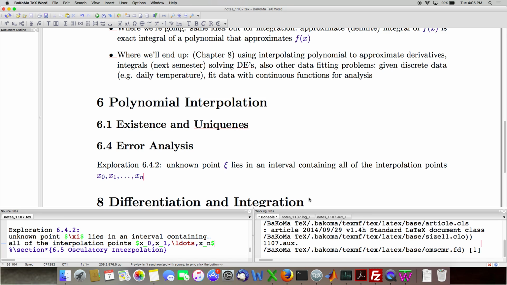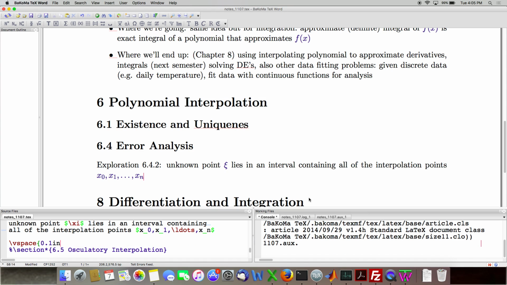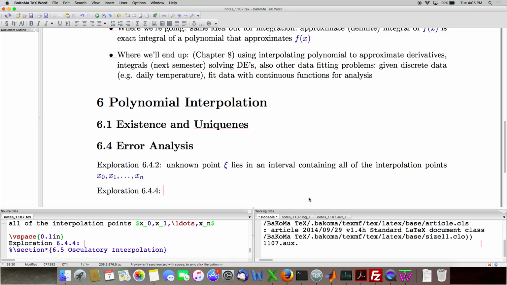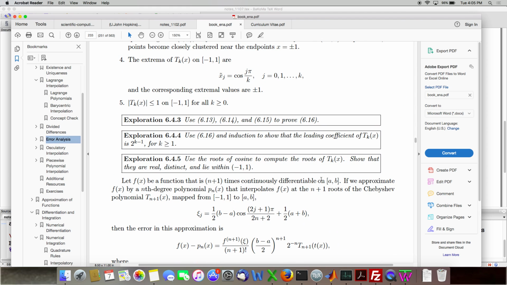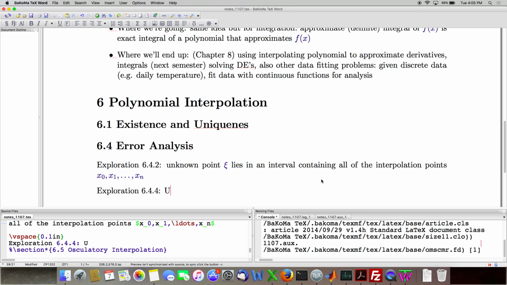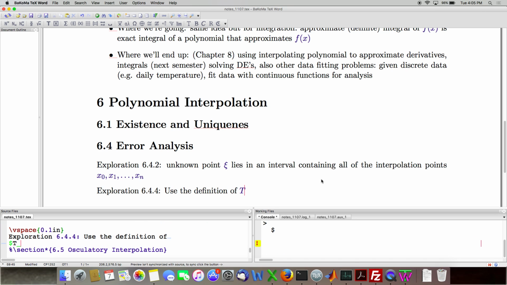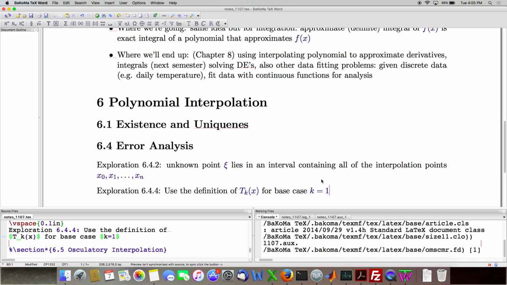Okay. Next question is also in 6.4, number 4. The induction one. So when we start with the induction, do we use the original definition, the Tk of x equals cosine, etc., when we start with the case of k equals 1? Yeah. So use the definition for the base case, to verify that you get the right coefficient for that. To move on to the Tk plus 1, we use the other definition that was given, the recurrence relation. Yeah. Okay.